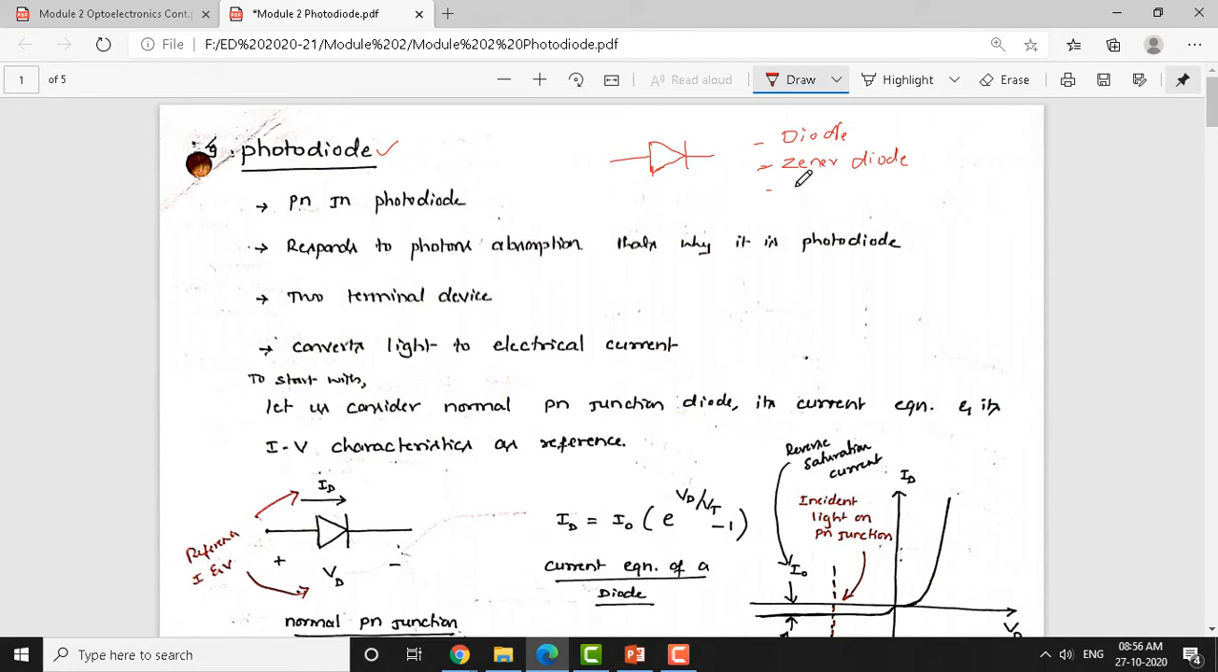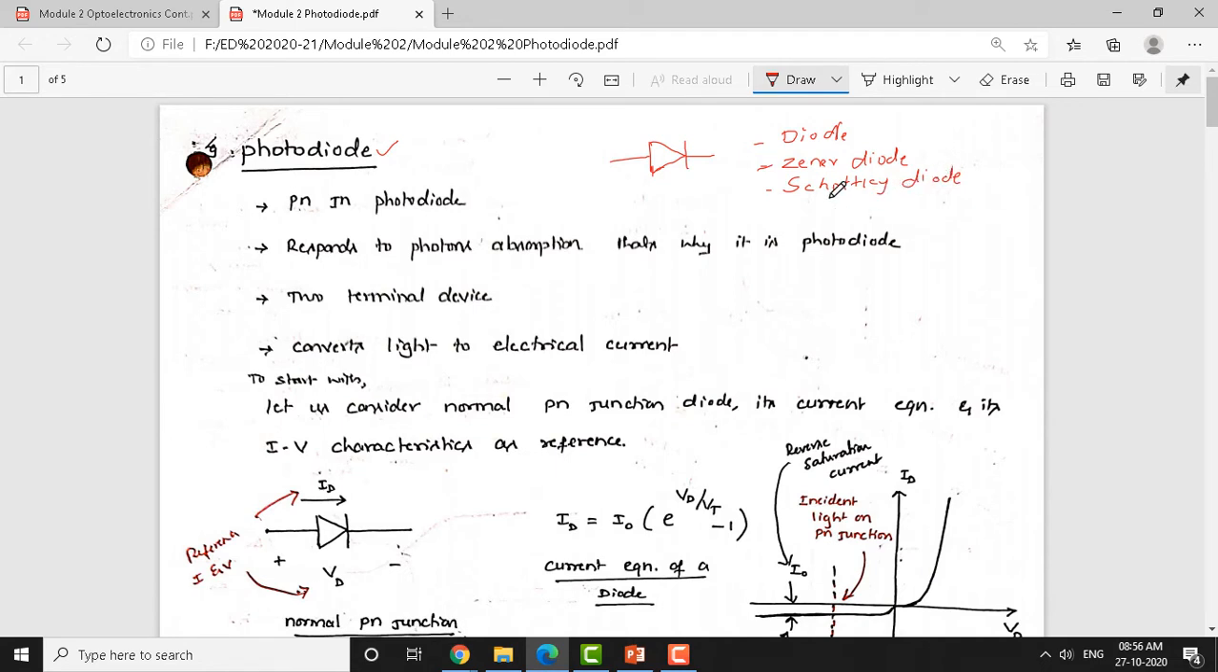Apart from that, have you come across any other type of diode? Apart from what we are discussing, there are plenty of diodes in the literature, like Schottky diode. Have you heard about it? Have you come across Schottky diode? Just heard about it. You heard about it, okay.